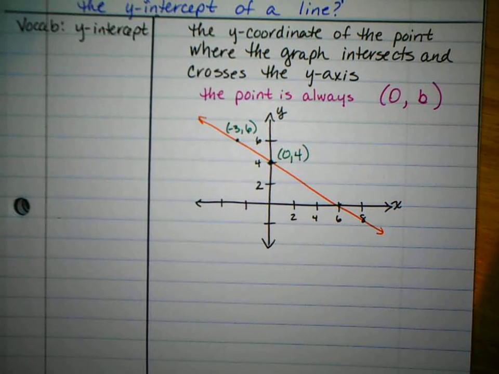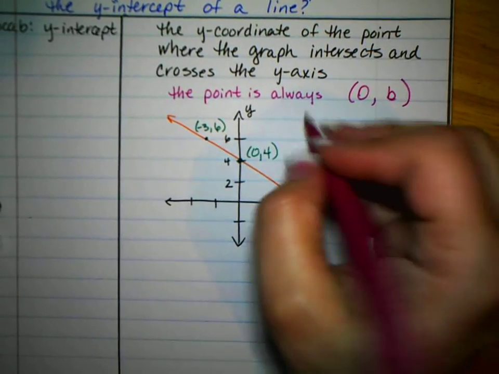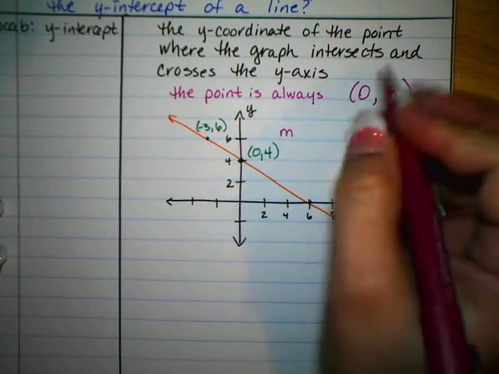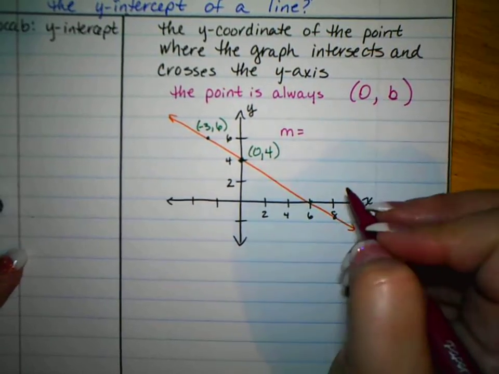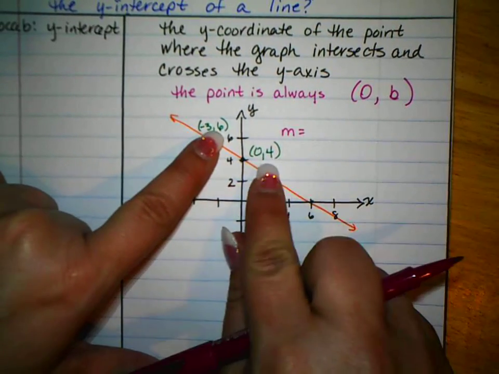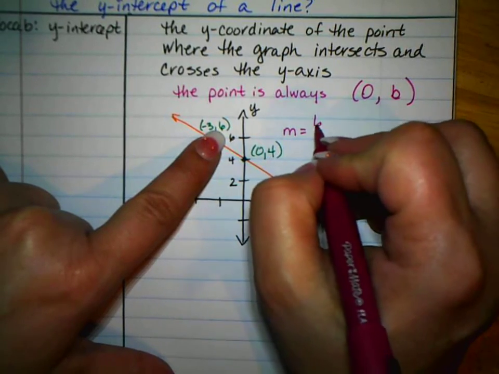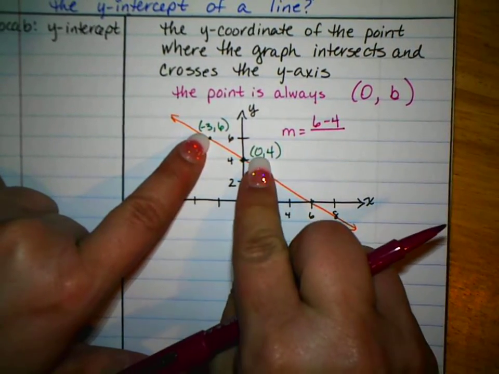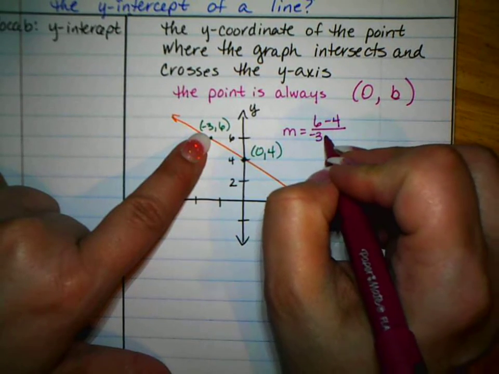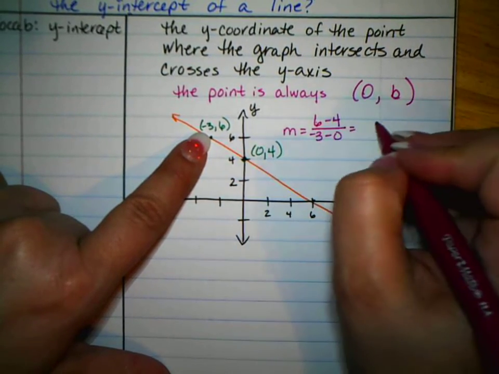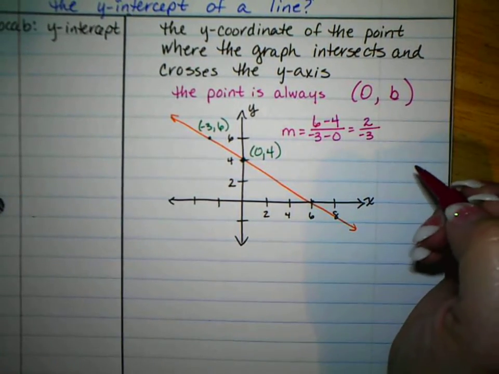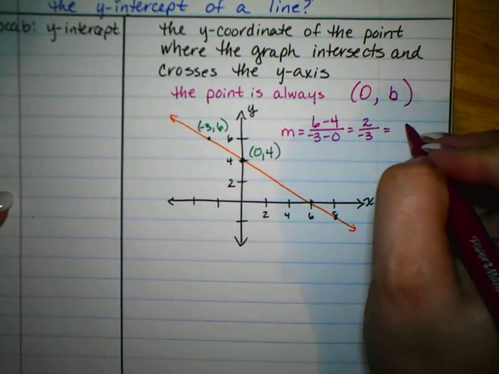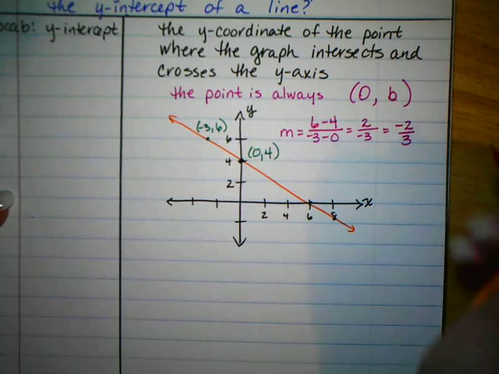Now, using that information, I can go find my slope. I can find my slope, which is m, the letter that we use for slope. And I'm going to find my change in y. So 6 minus 4 over my change in x, negative 3 minus 0. 6 minus 4 is 2. Negative 3 minus 0 is negative 3. If you don't believe me, use your calculator. So my slope is negative 2/3.